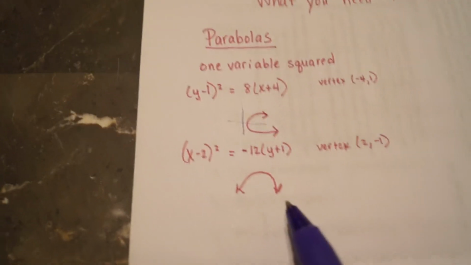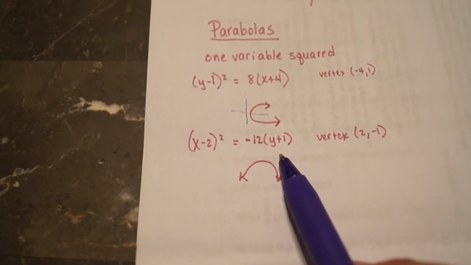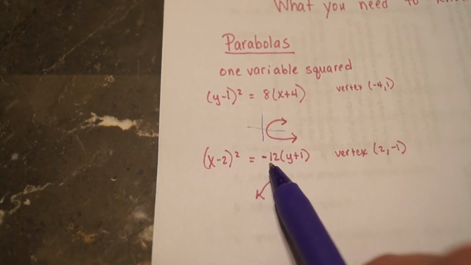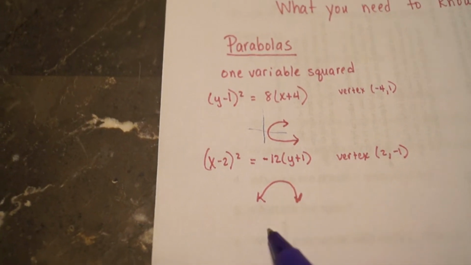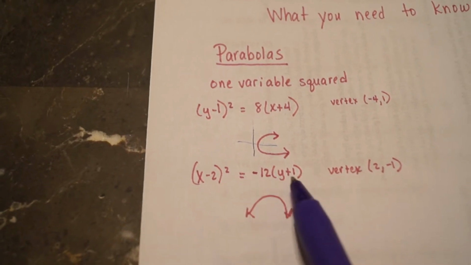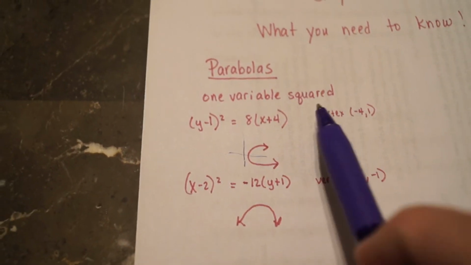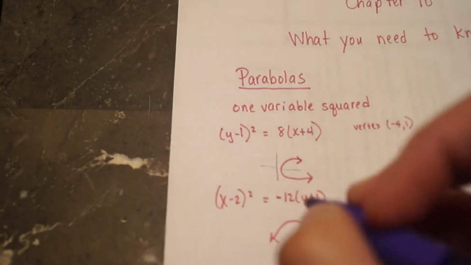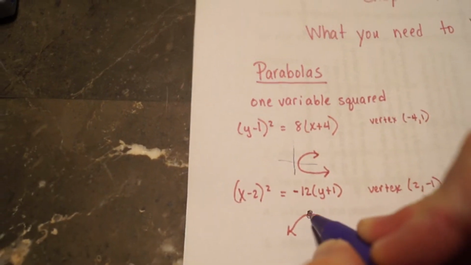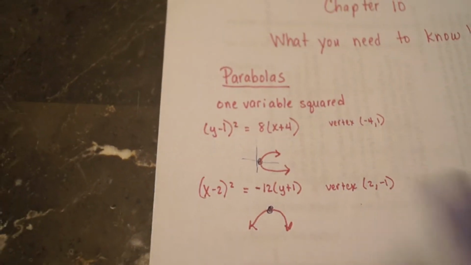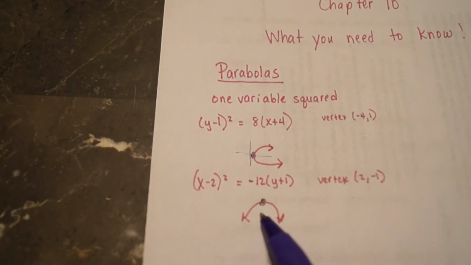Then I did one where the y is the unsquared one, so that means it opens on the y-axis. This negative number means that it opens down on the y-axis. Its vertex is 2, -1. That's all you need to know to be able to identify one. On the test, you need to be able to know where its vertex is. Remember, the vertex is just kind of the point where it changes direction. So you need to know that, and you need to be able to find its vertex, and that's it.